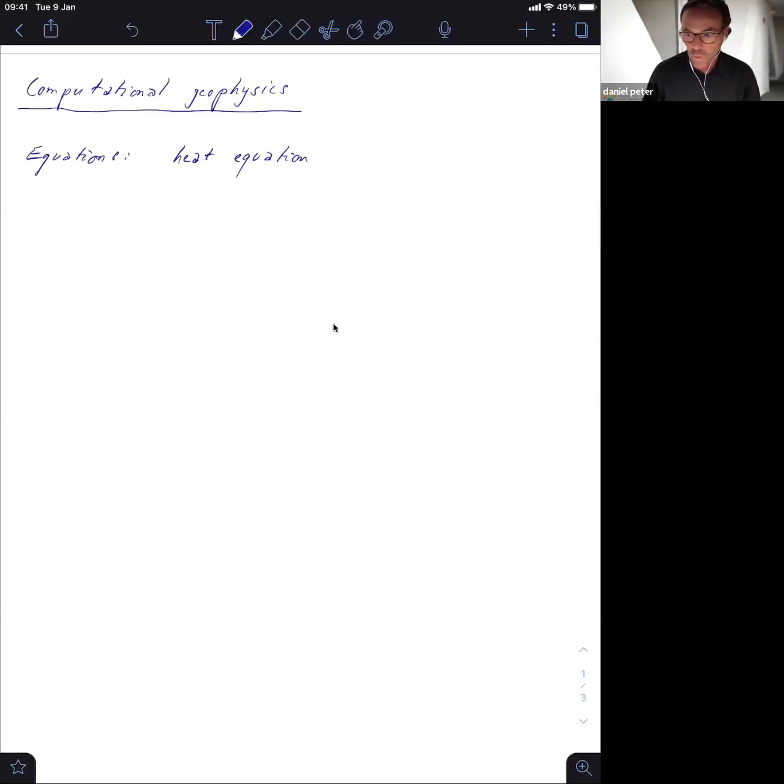Good. Let's start with the equations that we looked at in this class. Basically it's the 1D equations. So what would be the heat equation? Who remembers that one? The full equation for temperature. It's the derivative of the temperature with respect to time.